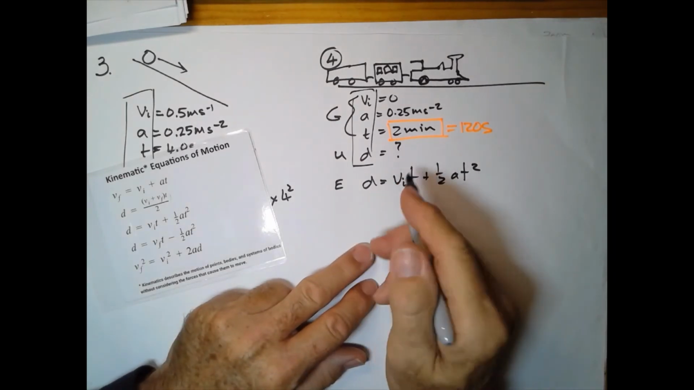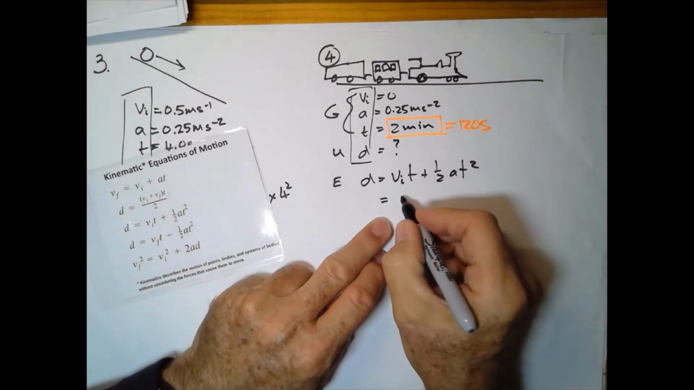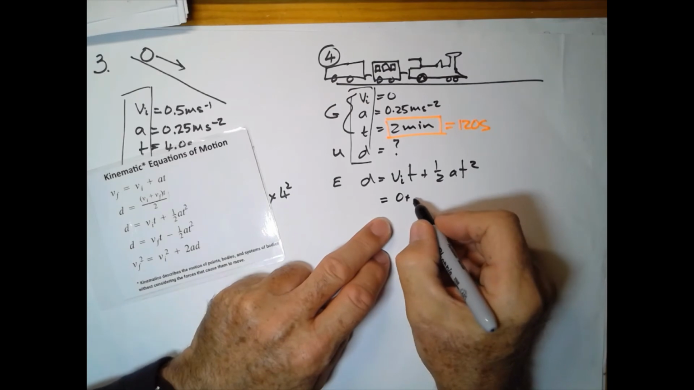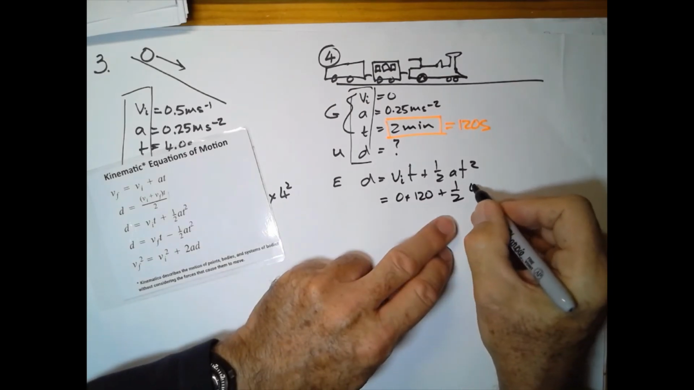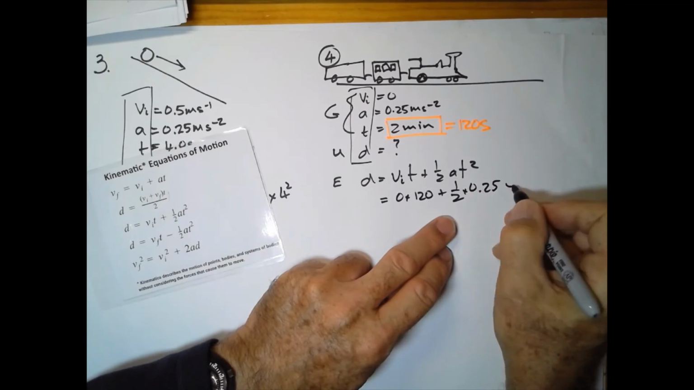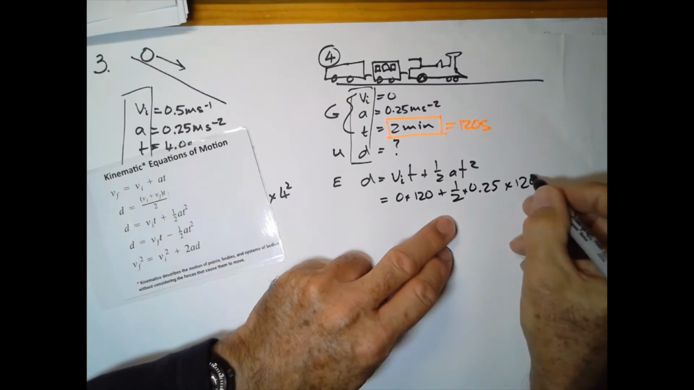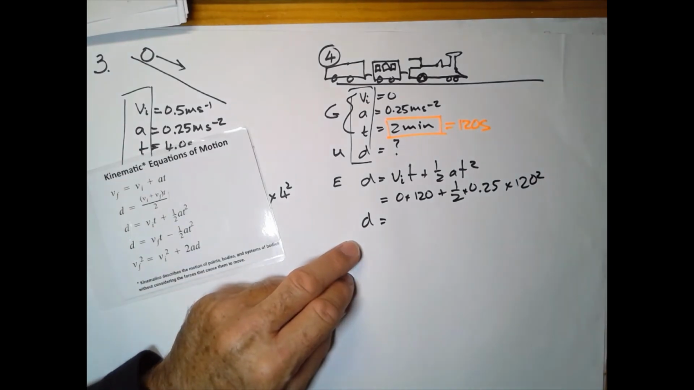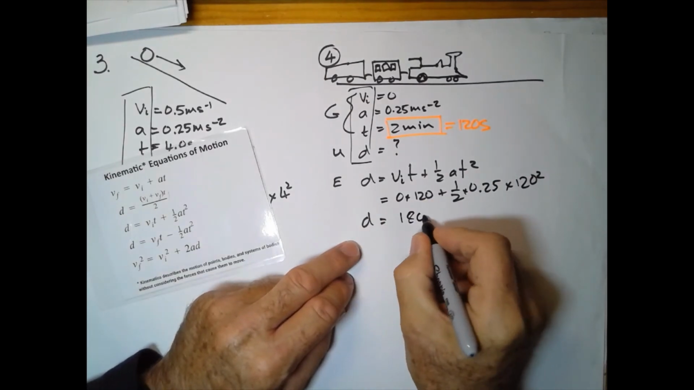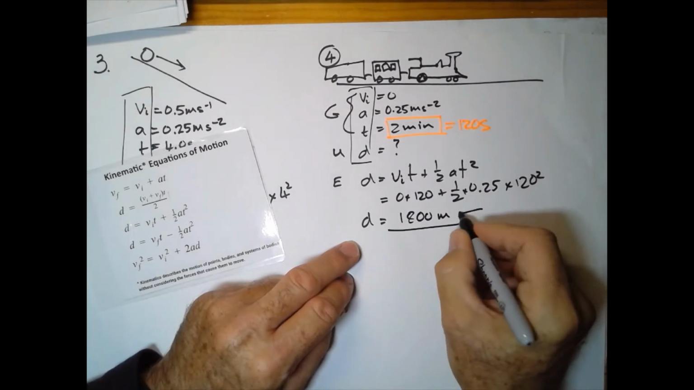So again, our distance is equal to 0 times 120 plus a half times 0.25 times 120 squared. Therefore distance is equal to 1800 meters. Again, don't forget your units.